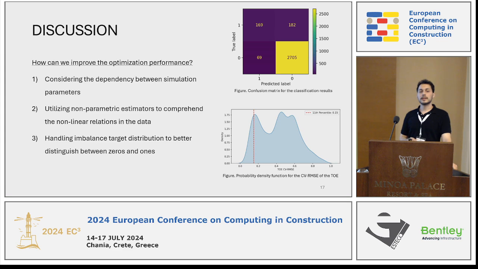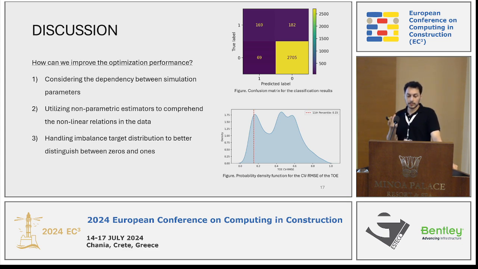And the next one is the assumption of a Gaussian distribution. We assume that each simulation parameter has a normal distribution, but the simulation parameters do not have to have a certain probability distribution. So utilizing non-parametric classifiers such as decision trees can help us to extract the non-linear relations in the data and improve the classification performance. And finally, we have a highly imbalanced target distribution.